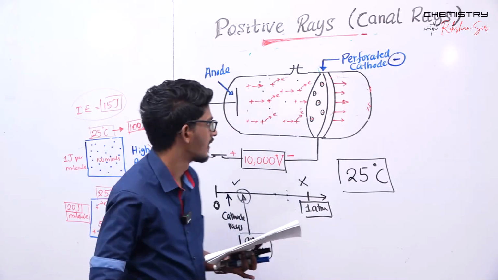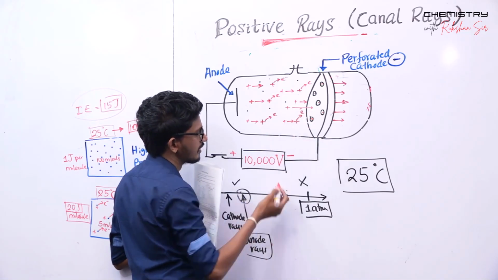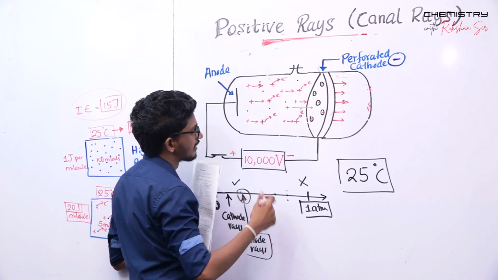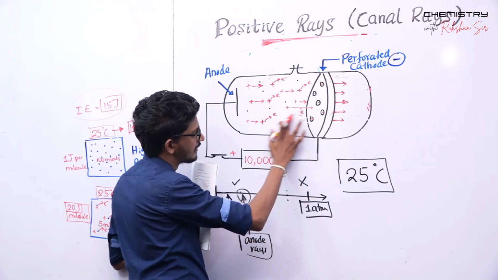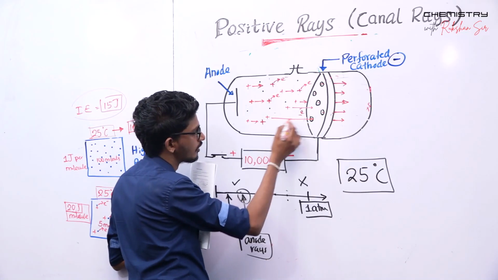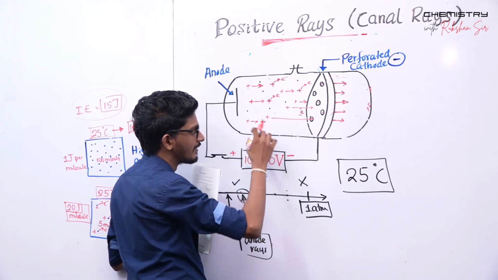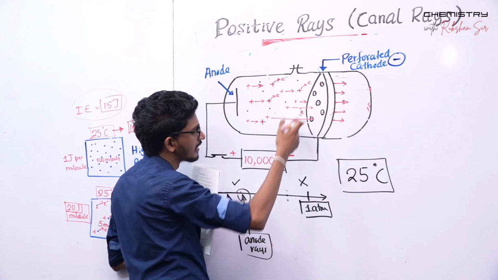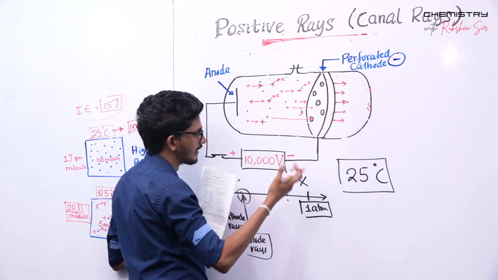Got the idea? If a positive ray is coming directly towards the cathode, it will stop at the cathode. But if a positive ray is coming directly towards a hole of your perforated cathode, then it is able to go through the hole if it has sufficient energy to overcome the drag done by the cathode. So that is the idea there.